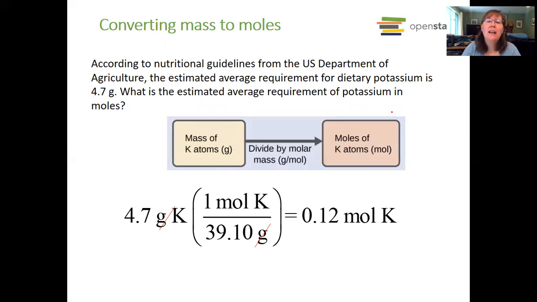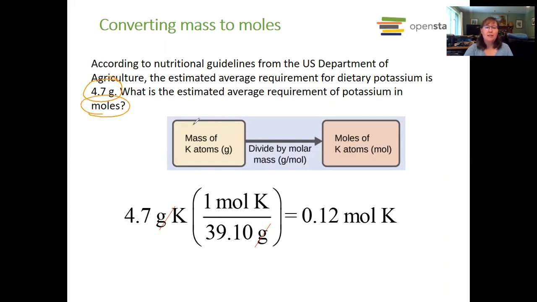Okay, now let's look at the idea of converting from mass to moles. It says according to nutritional guidelines, blah, blah, blah, blah. This is one of those problems that has a whole bunch of useless information in it. We don't care about all the words in here for the problem. I like using problems like this in an example so that we can ask, what's really important? According to nutritional guidelines from the U.S. Department of Agriculture, the estimated average requirement for dietary potassium is 4.7 grams. What is the estimated average requirement of potassium in moles?